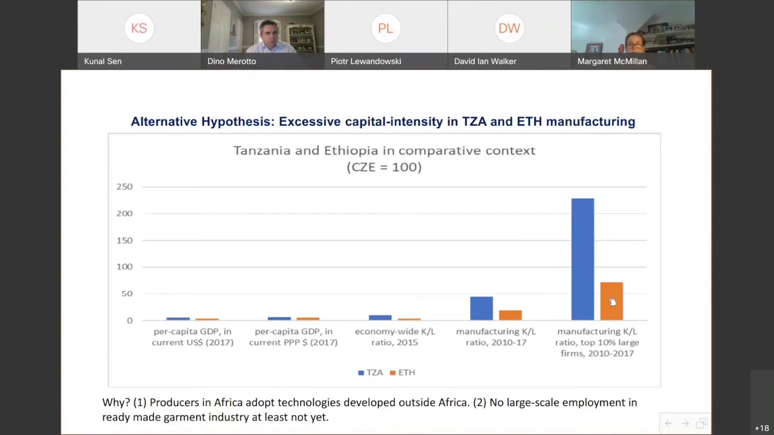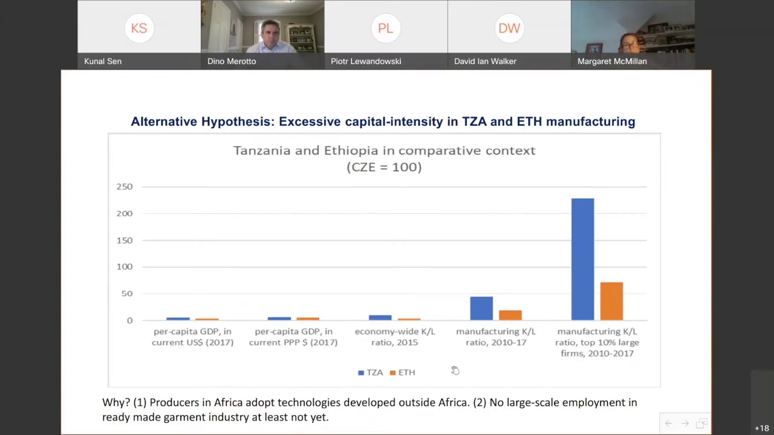And for Ethiopia, they're not quite as capital intensive as Czechoslovakia, but compared to their economy-wide capital labor ratios, they're much higher than what we would expect. So why do we think this is happening? Because we think the firms in the export sector have to adopt technologies that are developed not in their own countries, but mostly in the West, or also now in China, for example.